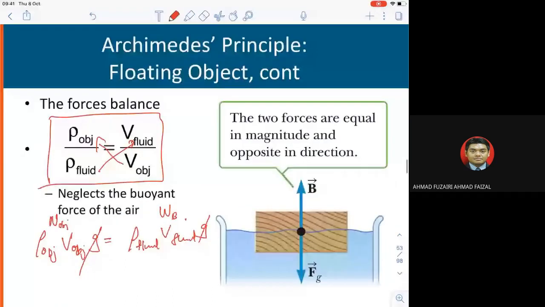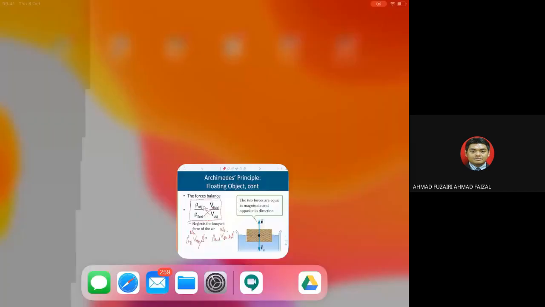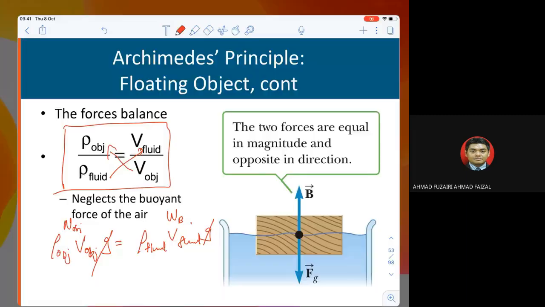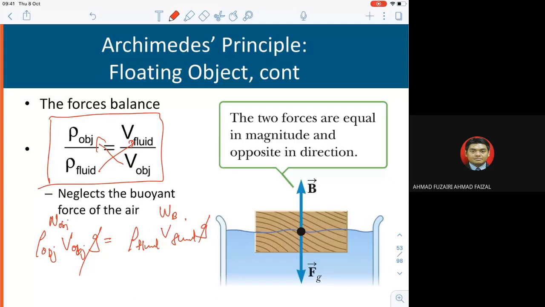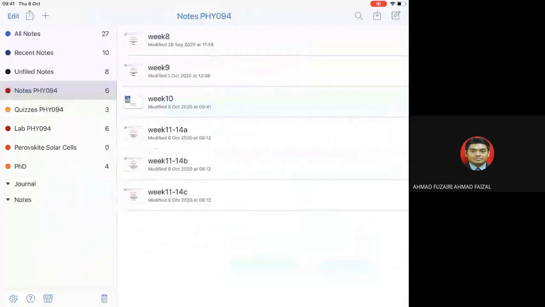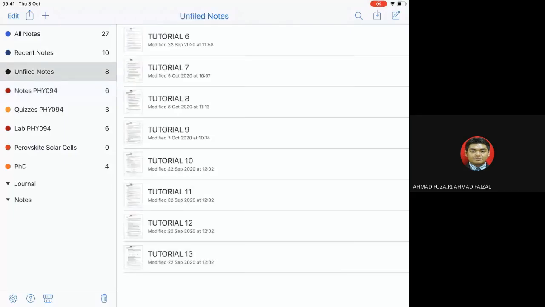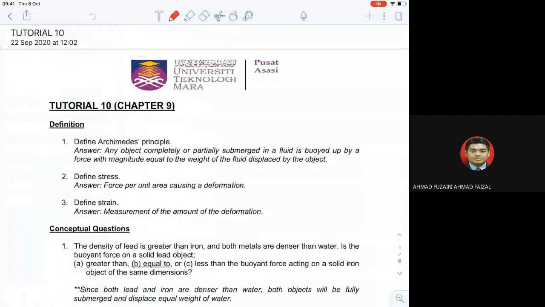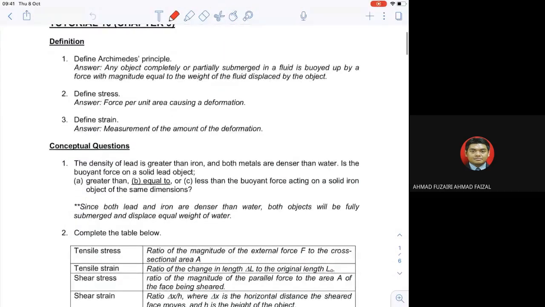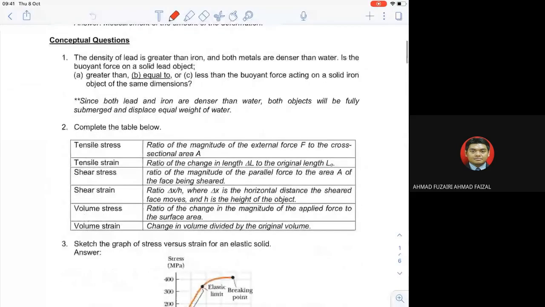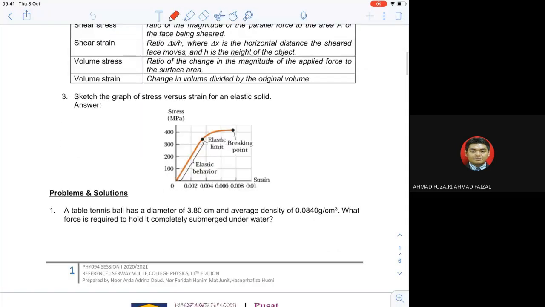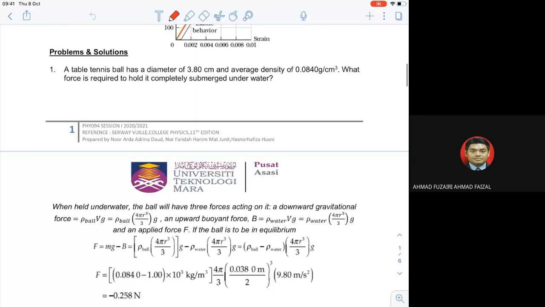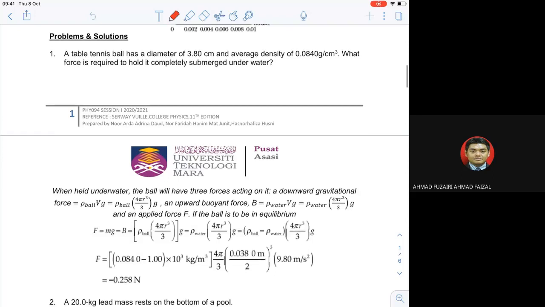Okay, so I would like to show you some examples of the Archimedes principle. Maybe we can look at the tutorial part that I want to share with you. This is tutorial 10, chapter 9. Okay, let's look at question 1.